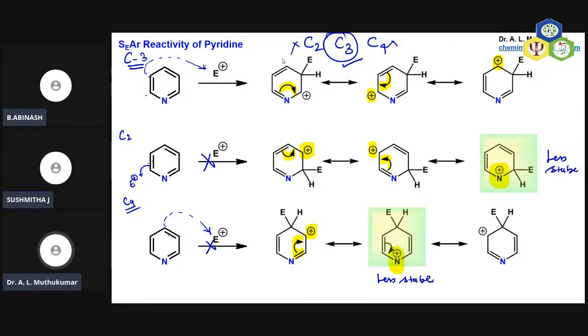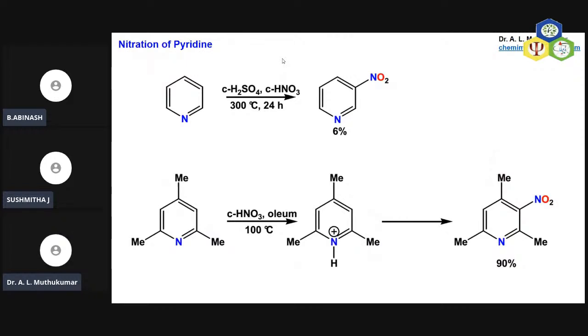I have given you a few examples in this case. You can check here. This is a nitration of pyridine. Can you imagine the reaction? You are taking pyridine and treating it with concentrated nitric acid and concentrated sulfuric acid. You are heating the reaction at 300 degrees centigrade for 24 hours. After 24 hours, the reaction takes place at the C3 position only. I agree, but you can check the yield: only 6% you are getting, which is almost negligible. That is why I said already that electrophilic substitution of pyridine will always give you a very small amount of product.